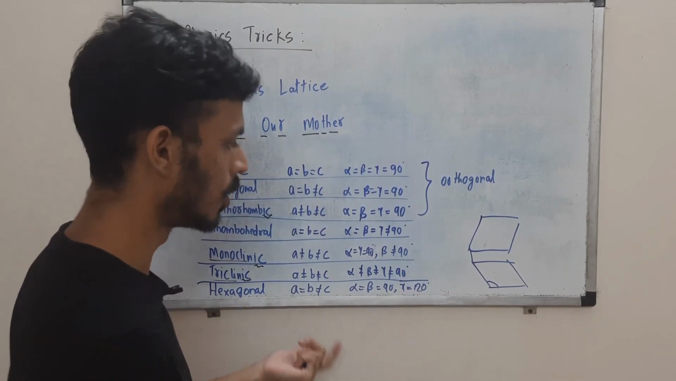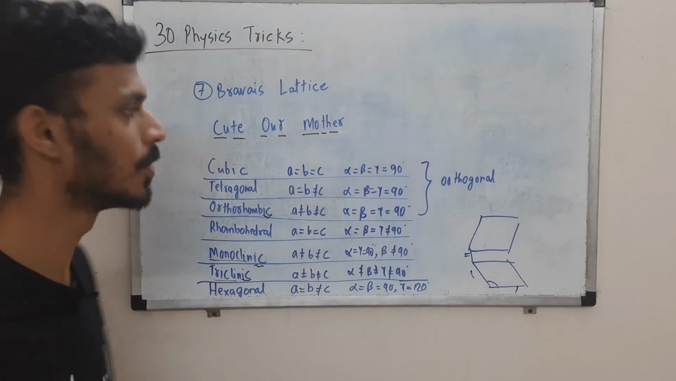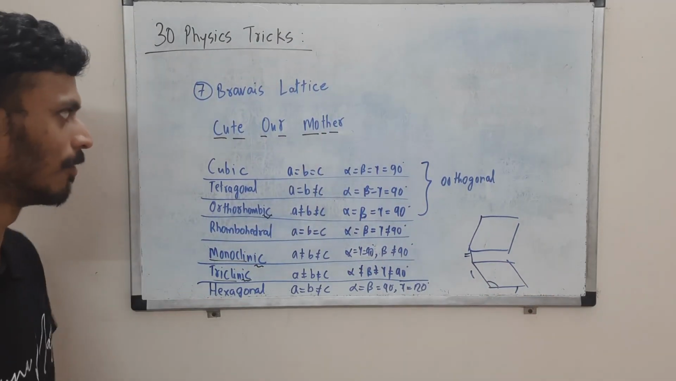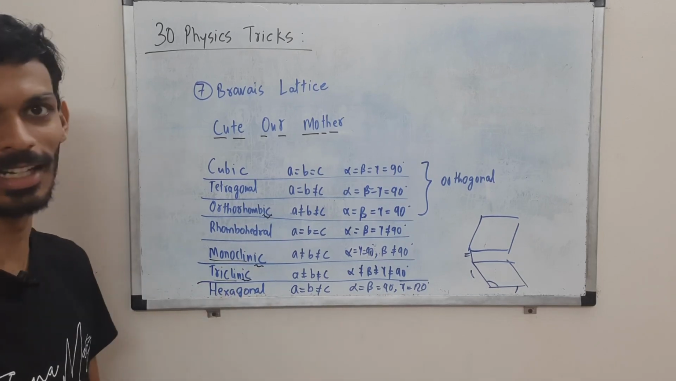Also, these two sides are equal, and the C side will not be equal. So you just have to picture a parallelogram for that. So those are our crystal systems or our Bravais lattices.